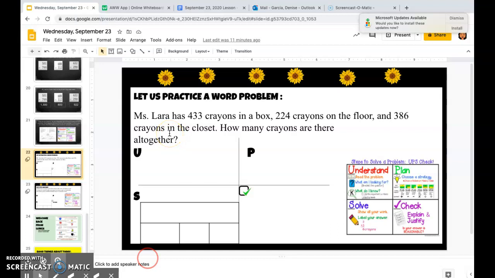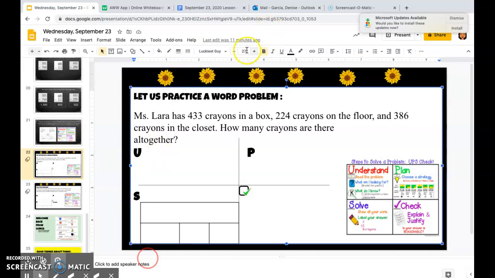It says, Miss Lara has 433 crayons in a box, 224 crayons on the floor, and 386 crayons in her closet. How many crayons are there all together? So I've read that one time. I'm going to go ahead and read it a second time. Miss Lara has 433 crayons in a box. Okay, so I know that 433 crayons are in a box.